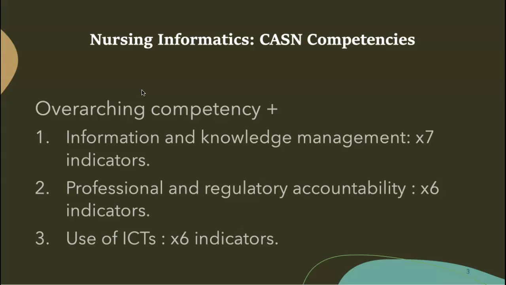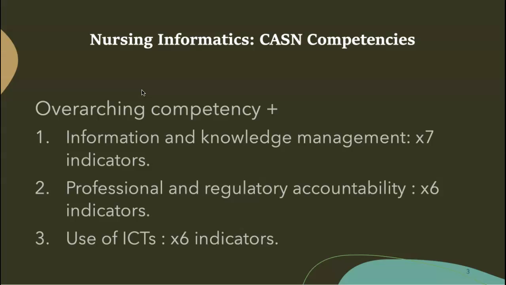For example, you should be able to search and critically appraise online literature and resources so you can make evidence-informed decisions. Number 2, professional and regulatory accountability. This is about using ICTs in ways that meet professional and regulatory standards, as well as workplace policies. So, for example, to meet one of the 6 indicators in this competency, you need to make sure that you protect your patient's health information and keep it private.